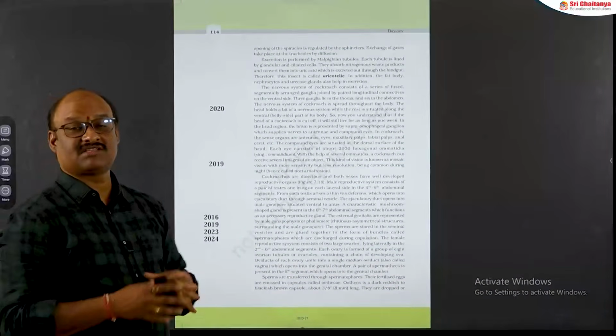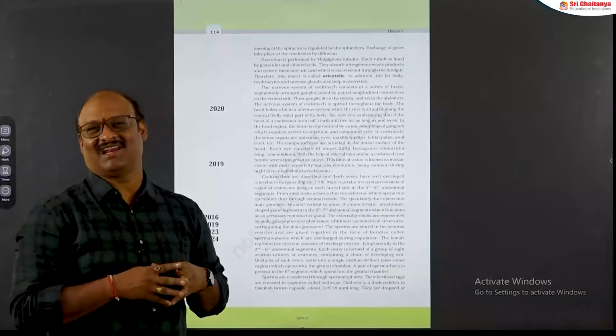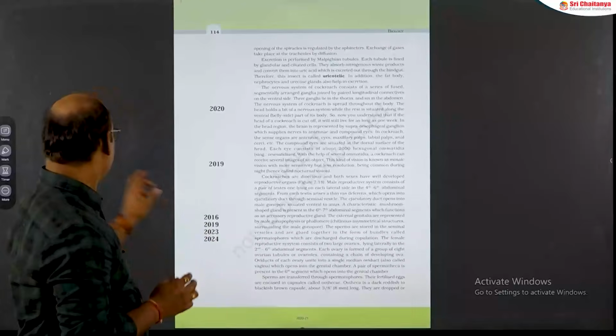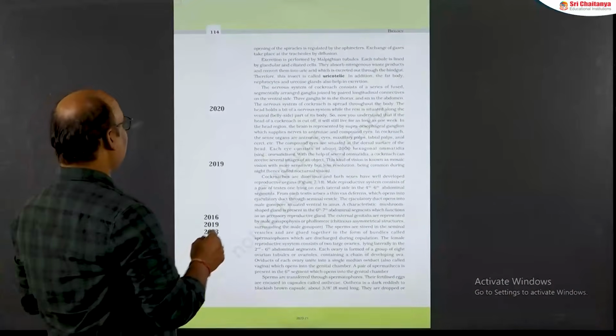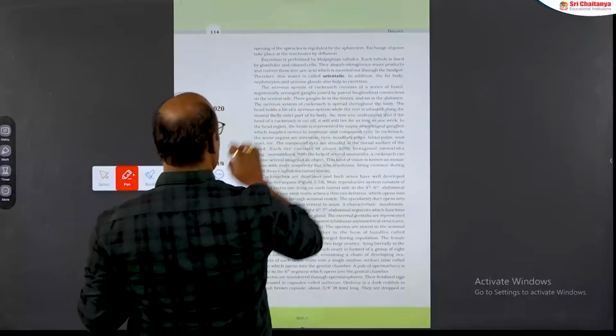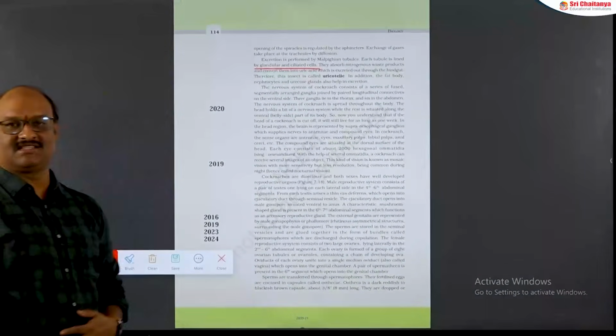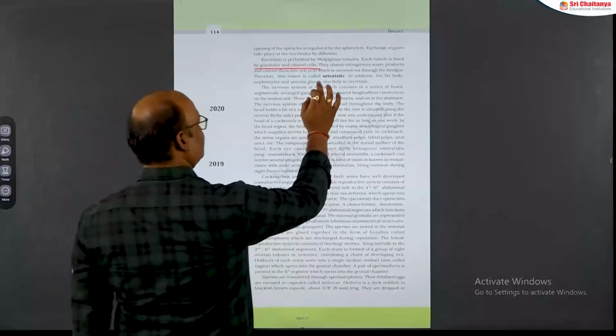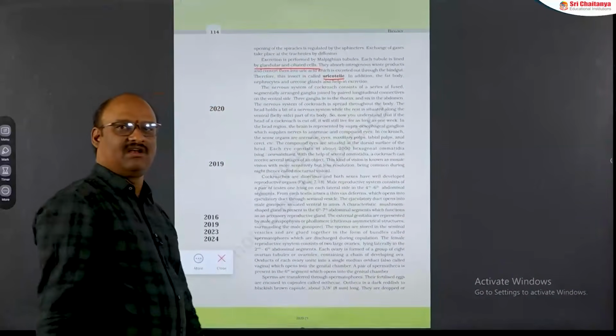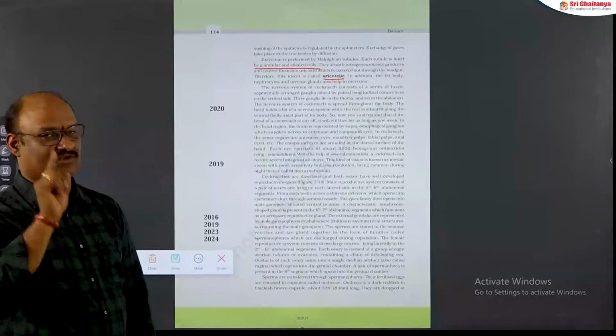Excretory system: cockroaches are uricotelic organisms, and the excretory organs are malpighian tubules, you know that. Each malpighian tubule is lined by glandular and ciliated cells, and the excretory product is uric acid, and so they are called uricotelic organisms. This was a question before.